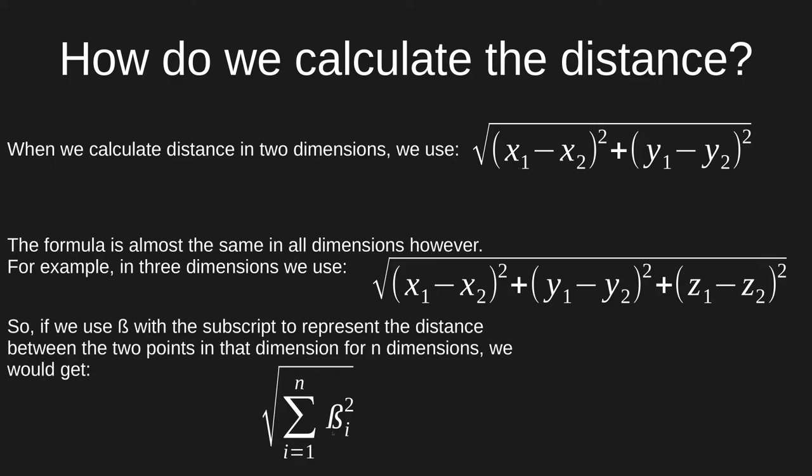It's the square root of the sum from i equals 1 to n. The term inside is just the difference in whichever dimension. So if i was 1, we would say it's the difference in the x's. If i was 2, we would say the difference in the y's. If it was 3, we would say the difference in the z's. And we square that and sum them up under the square root. So that's our general equation.